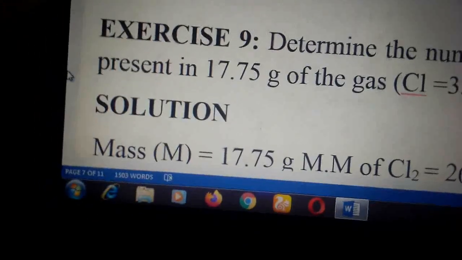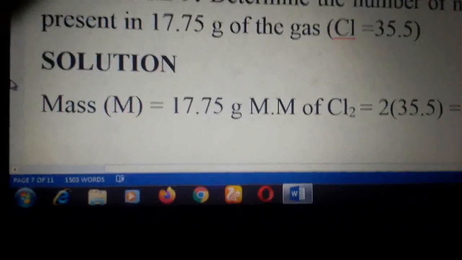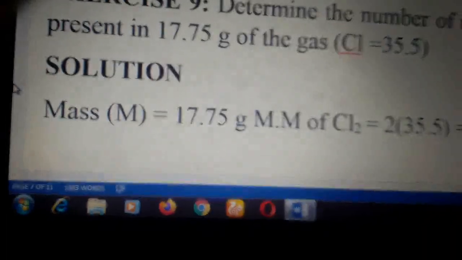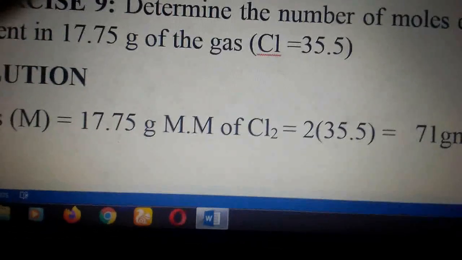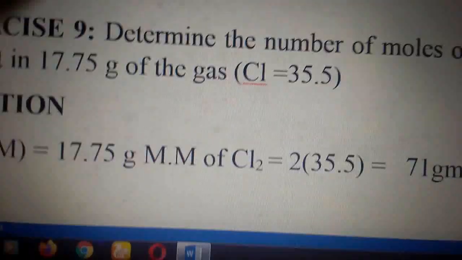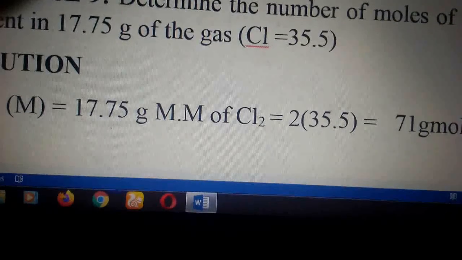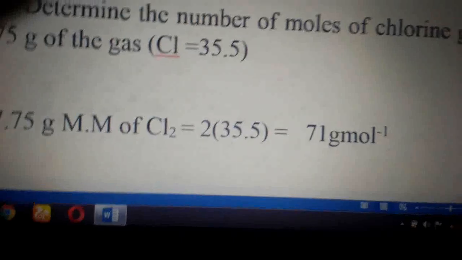Exercise 9 says: determine the number of moles of chlorine gas present in 17.75 grams of the gas. So they gave us the mass of the gas as 17.75 grams. And chlorine is a diatomic element, so it exists as a molecule. So find the molar mass. It's not a metal, so we should not use that 35.5 as the molar mass. We'll find the molecular mass of Cl2, that is 35.5 times 2.